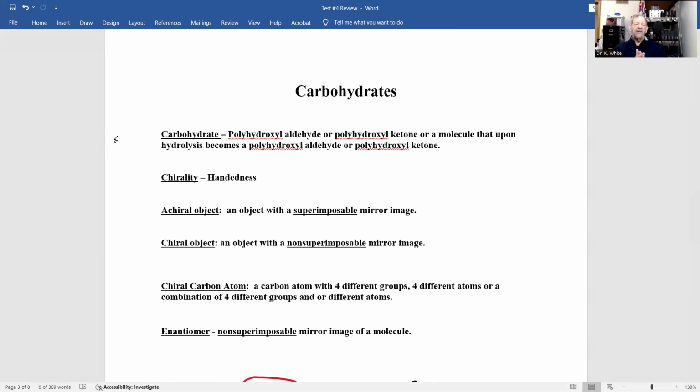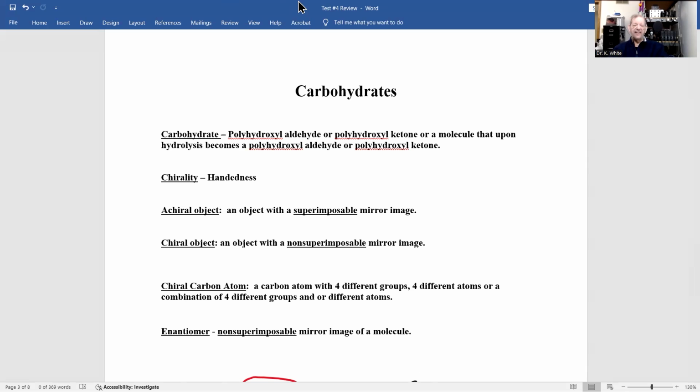Now, when we talk about carbohydrates and especially sugars, it's important to talk about chirality. And you should know chirality is Greek for handedness. And when we talk about chirality, there are two types of objects: an achiral object and a chiral object. Achiral, the A means without handedness, and that's an object with a superimposable mirror image. Now, a chiral object is an object with a non-superimposable mirror image.